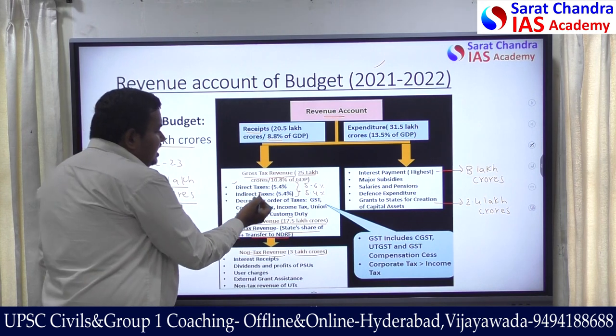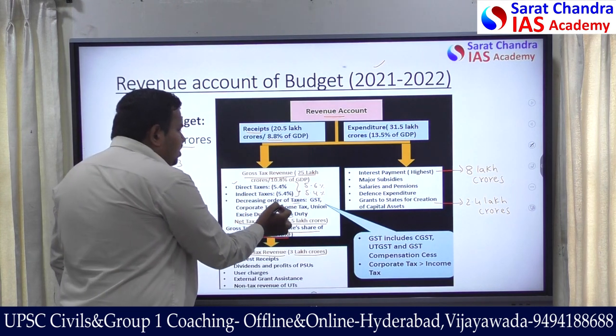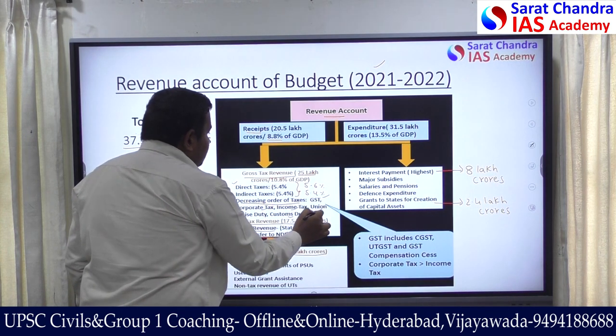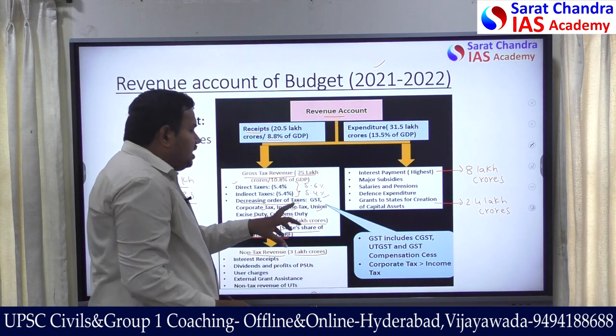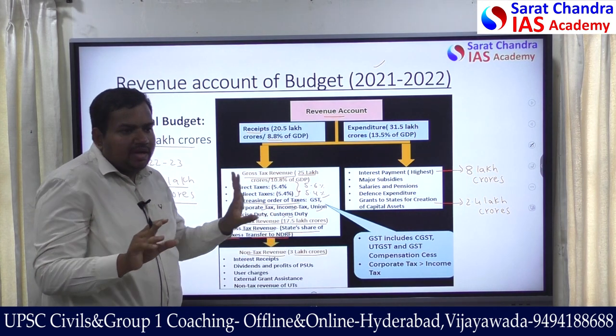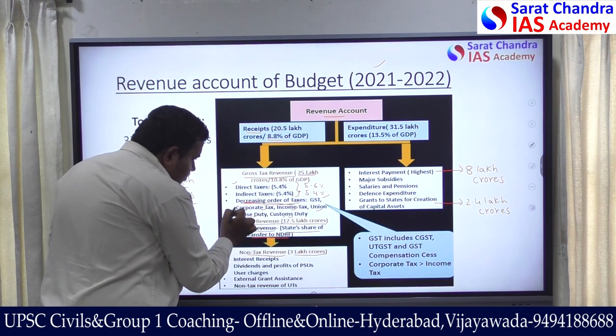So, what are the components? Direct tax and indirect taxes. This I have already told you in the decreasing order: GST, corporate tax, income tax, union excise duty, custom duty. But I told you income tax is slightly more this year when compared to corporate. Generally, these two are almost same.